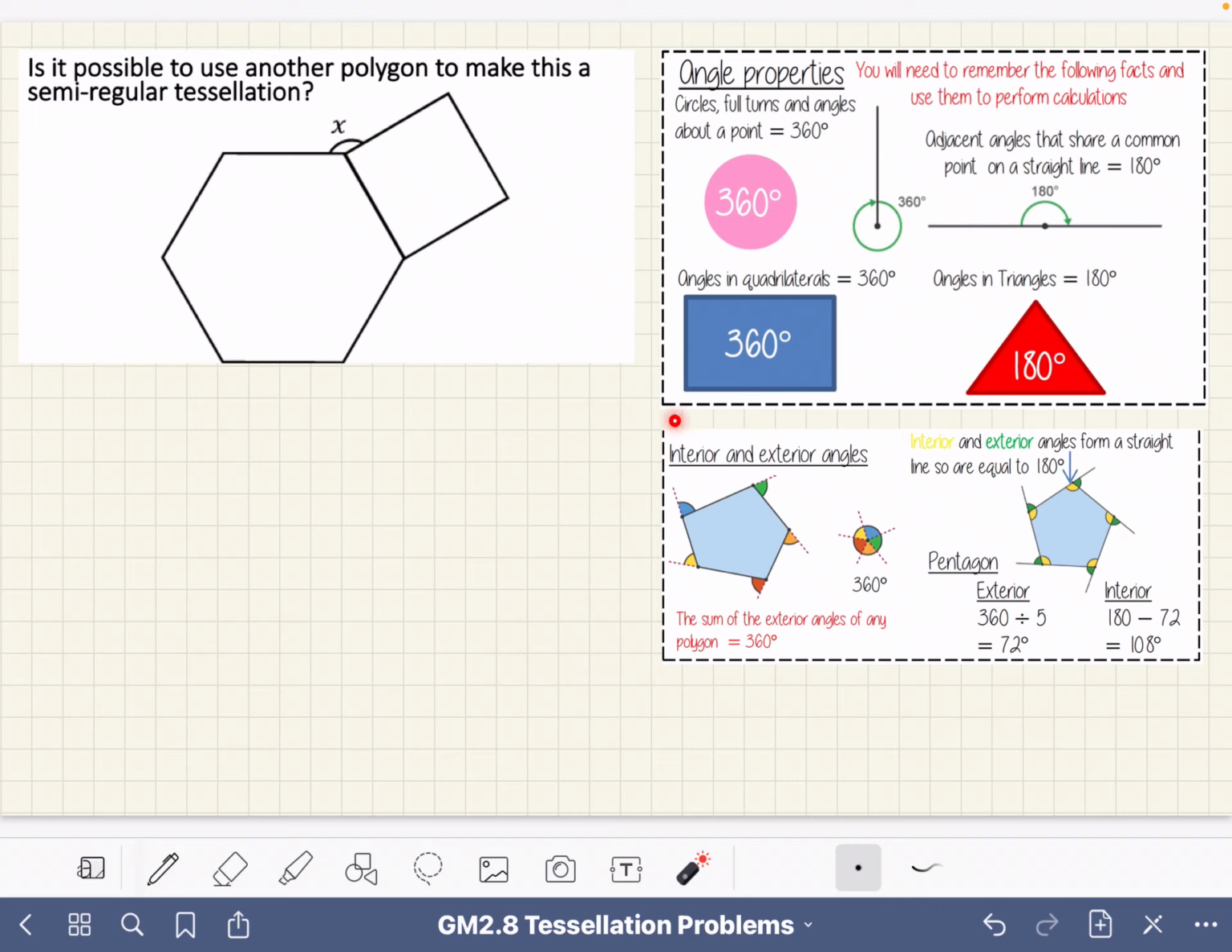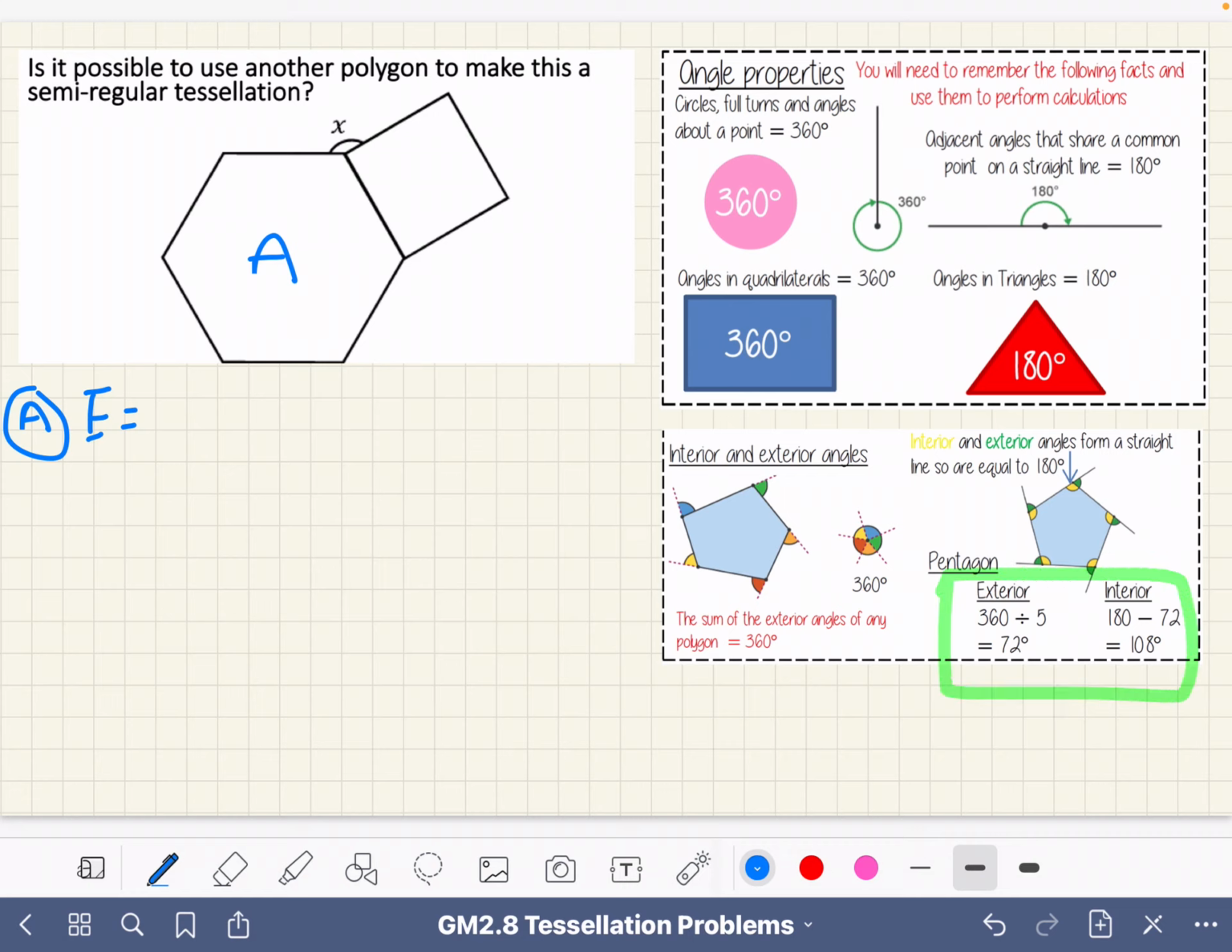If I'm looking to use my interior and exterior angle rules, I'm looking at shape A to begin with. Okay, so I'm going to call that shape A. The exterior angle is worked out using these rules here. So I'm using 360 degrees, dividing those 360 degrees by the number of sides, which is 6, and that gives me an answer of 60 degrees. I then work out the interior angle by taking the 180 degrees that the interior and exterior make, and taking away those 60 degrees to give me an answer of 120 degrees on the inside. So you can see here that gives me 120 degrees.